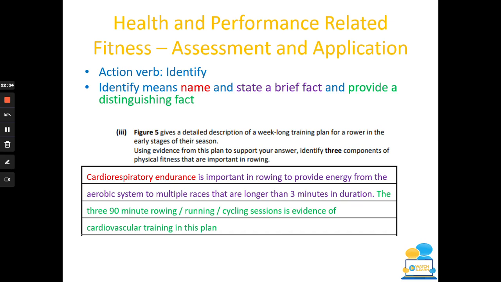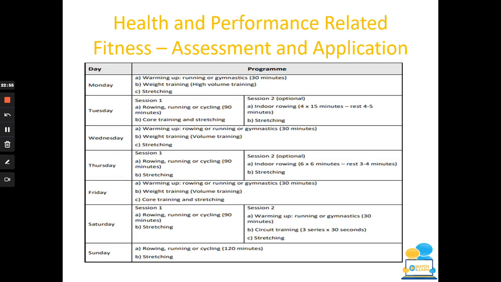And again, we're explaining with relevance to the plan how this is distinguished from other components of fitness. And we're identifying that we know that it's the 90-minute running, rowing, and cycling sessions that are evident in the plan that show that we're training cardiorespiratory endurance. So again, we're looking at it here, so we can see the different sessions.